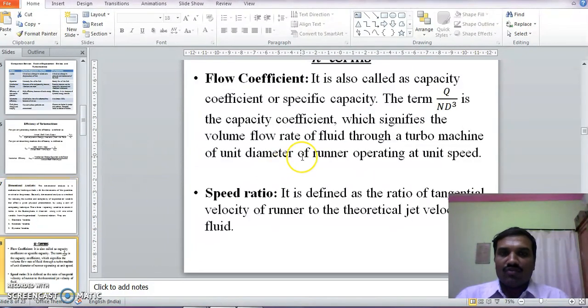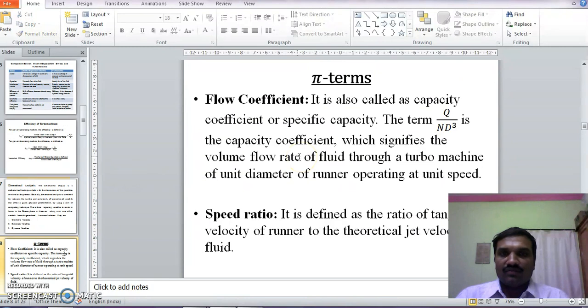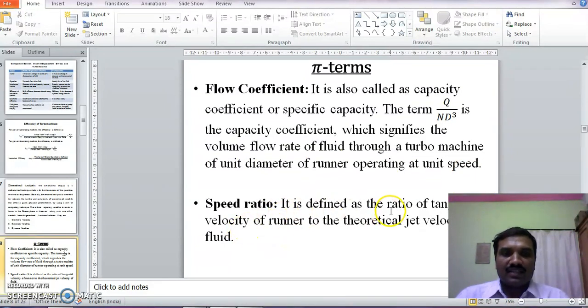The pi terms involve flow coefficient, also called capacity coefficient or specific capacity. The term Q divided by N D cubed is called flow coefficient. It signifies the volume flow rate of the fluid through a turbomachine of unit diameter of runner operating at unit speed. Speed ratio is defined as the ratio of tangential velocity of the runner to the theoretical jet velocity of the fluid.